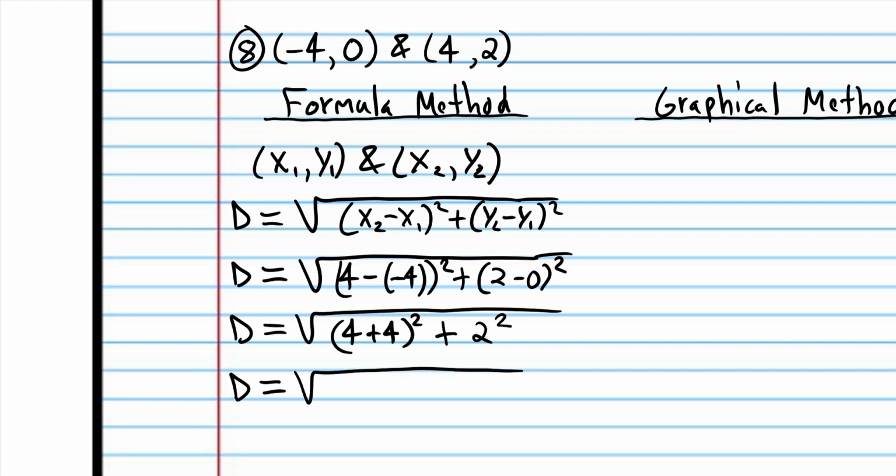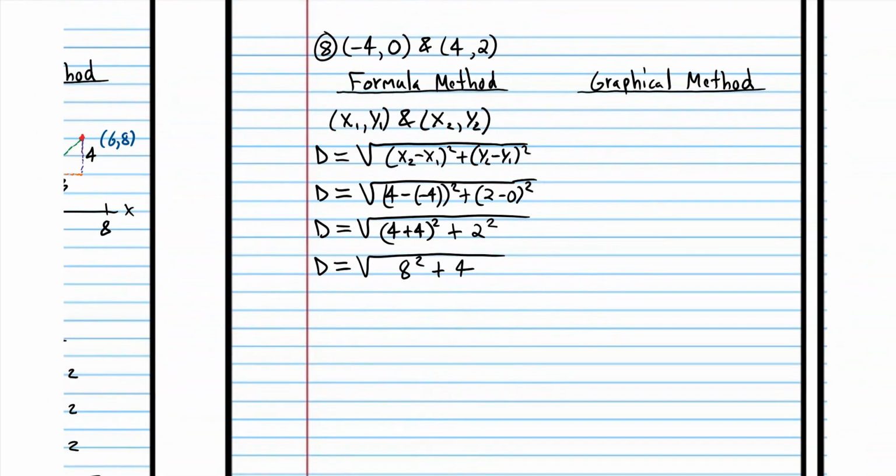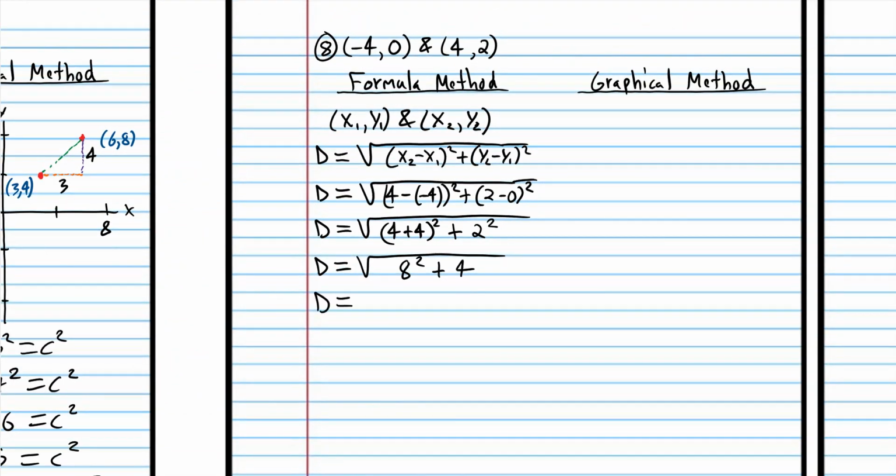So now, 4 plus 4 is 8. And again, be aware, this is the double negative. That becomes positive. So 8 squared is 64. And so we have the square root of 68.